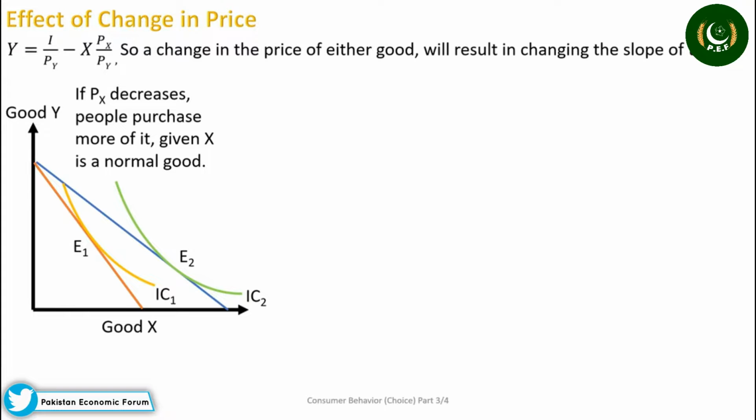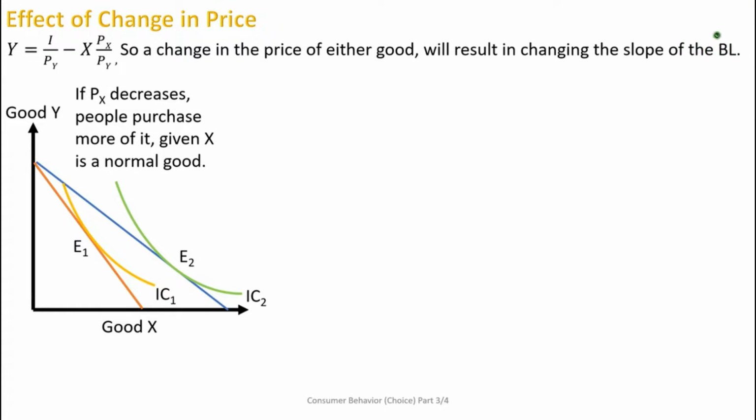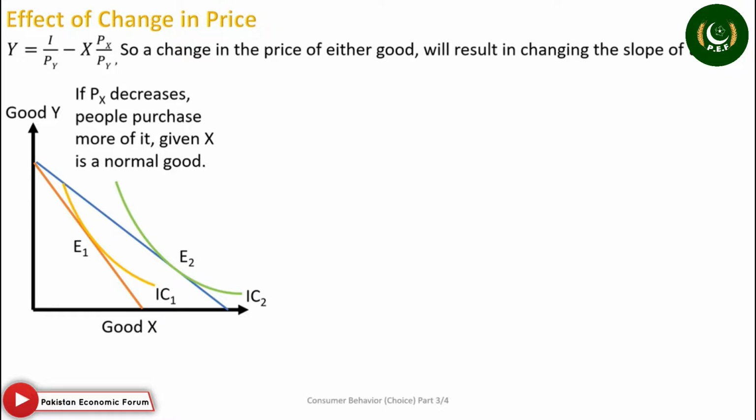Now the consumer's indifference curve also shifted. He moved to a higher indifference curve labeled as IC2. The equilibrium point is where the budget line is tangent to the indifference curve. This is at point E2. Now joining E1 and E2, we have the price consumption curve.